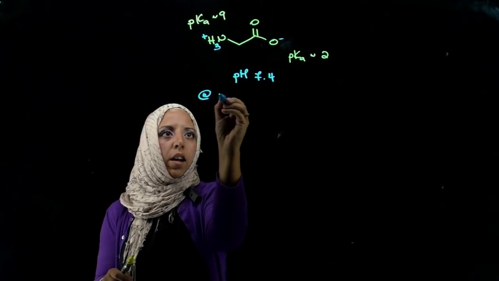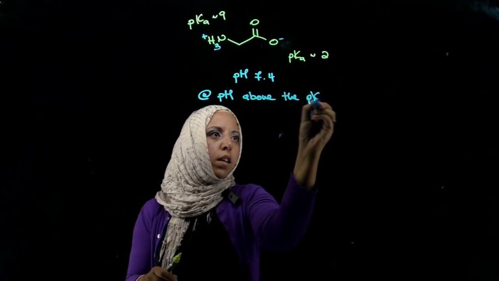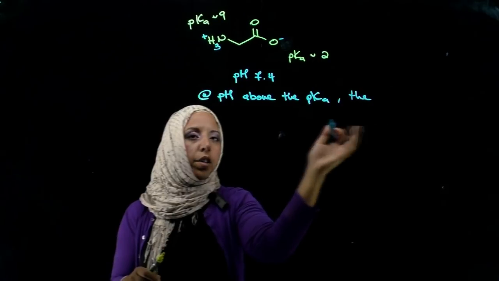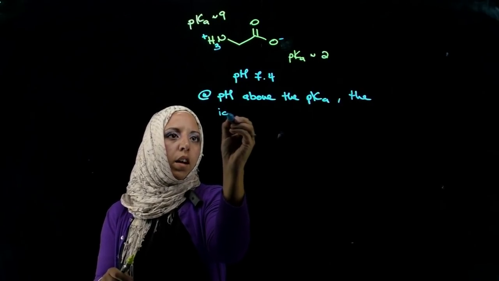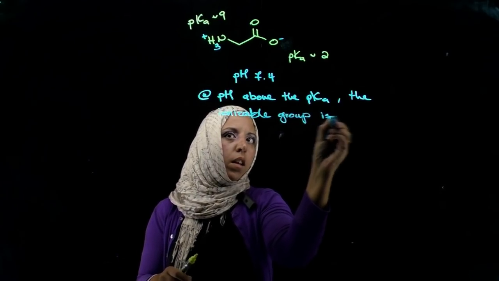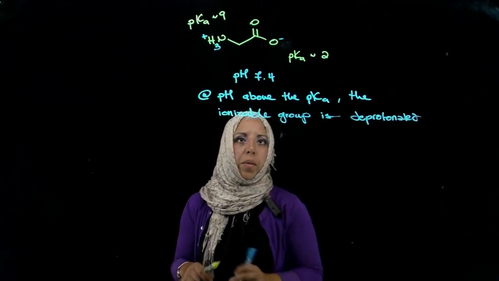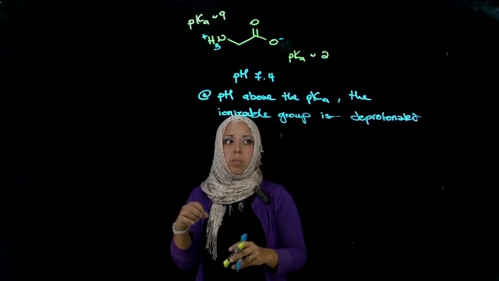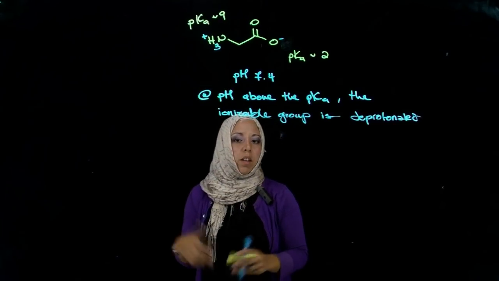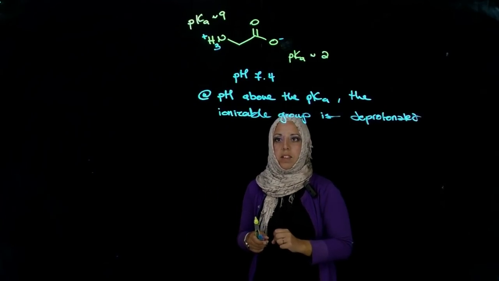So at a pH above the pKa, the ionizable group is deprotonated. When the pH is above the pKa of that specific group, it is deprotonated. And when the pH is still well below its pKa value, it's still protonated in solution. All right, so that's an important concept when it comes to amino acids.